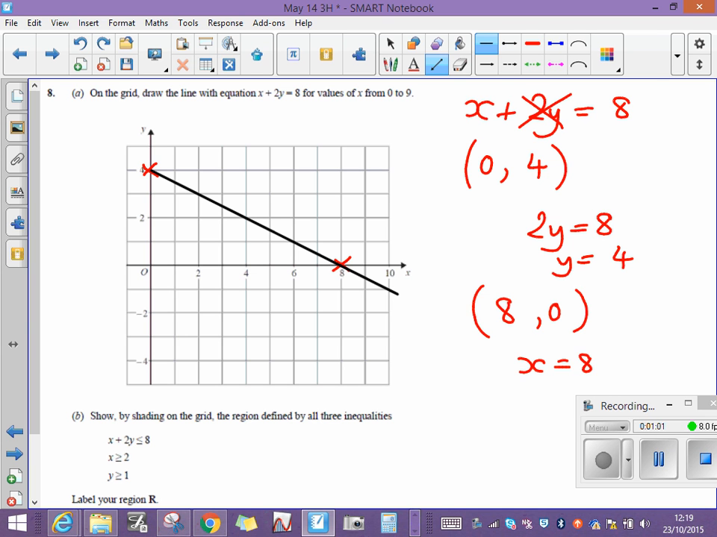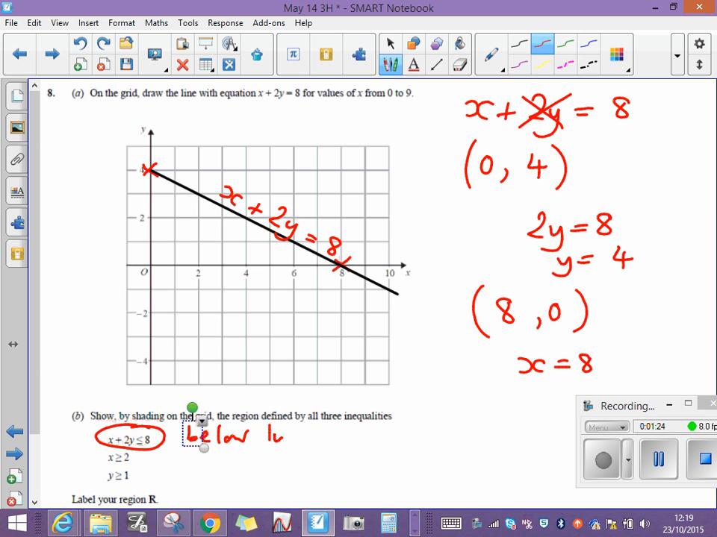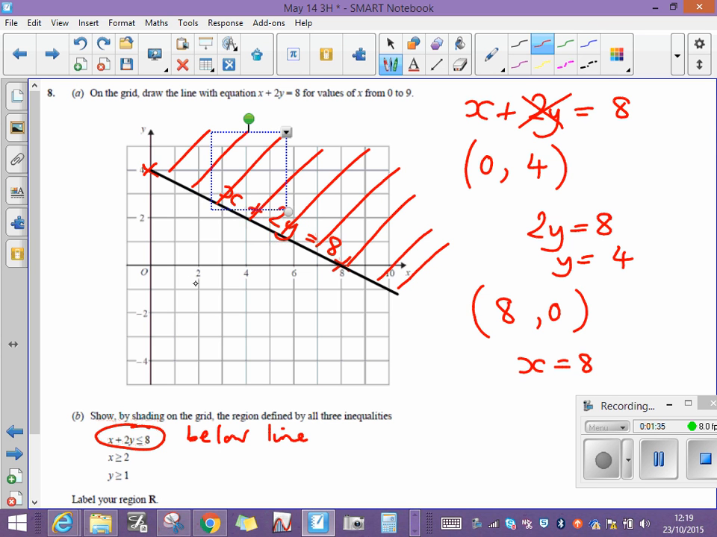Okay, it now says that I have to show by shading the region defined by all three inequalities. Now, what's important here is that the line that I've just drawn is where x plus 2y is equal to 8. And we are asked to find the region where x plus 2y is less than or equal to 8. So that is the region below the line, because I can see that I'm looking for the less than sign. So the convention here is to shade out the area which is not going to be included. So below the line here, all of this down here is the area where x plus 2y is less than or equal to 8. Let's just get rid of that.